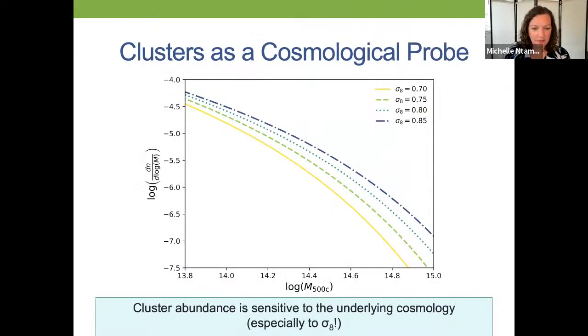So here's what I mean by that. Here I'm showing on the x-axis cluster mass, on the y-axis abundance, and a number of different sigma 8 cosmologies, from the low sigma 8 in the yellow solid to a high in the blue dash-dotted. So you can now imagine that if I can measure my cluster masses and bin them up, I can compare them to these models and I can use that to constrain sigma 8. So big idea here, cluster abundance is sensitive to the underlying cosmology, especially sigma 8.